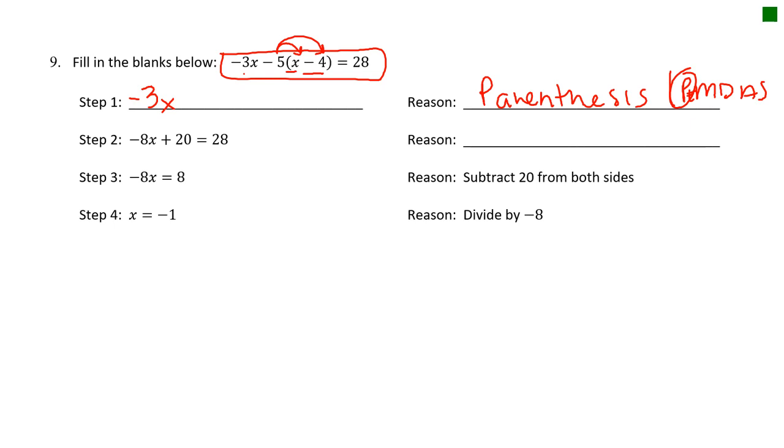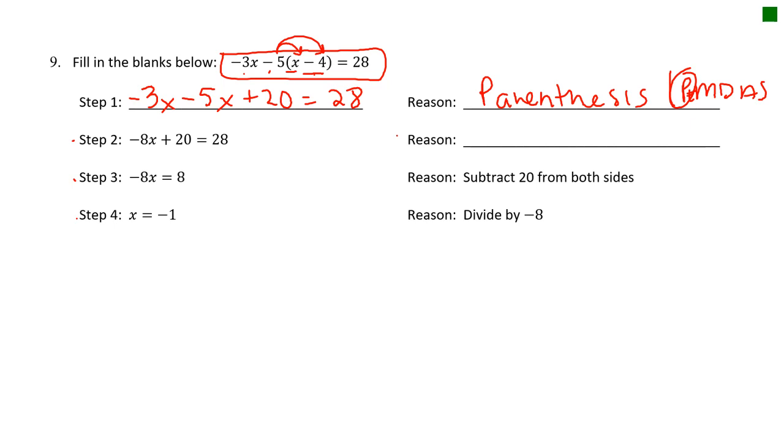What's negative 5 times x? It's just going to be negative 5x. What's negative 5 times negative 4? Well, it's going to be positive 20 because negative times negative becomes positive. And there you go. That will be my first step. They gave you the second, the third, and the fourth. So they finished solving for x. All you have to do is tell me the reason for step 2.